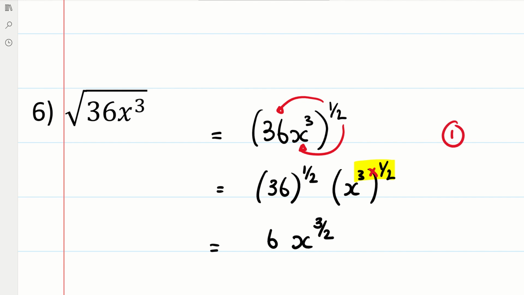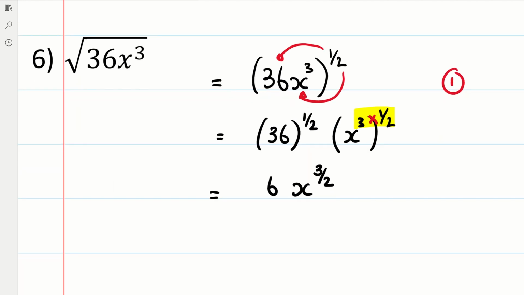So that's your step 1. You simplify. And then step 2 is you differentiate. You find dy over dx. 3 over 2 times 6. So 1.5 times 6 is 9. And 3 over 2 minus 1, 1.5 minus 1 is a half.